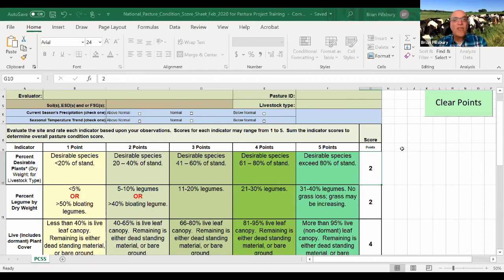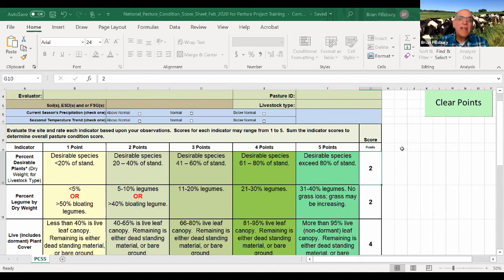It may be good for the soil, but it's not desirable plants that animals want to eat. So, in order for us to determine some of the other features like plant diversity, you can have a very diverse stand of weeds, but it's not going to be scored very high because all those are not desirable. None of the plants are desirable.